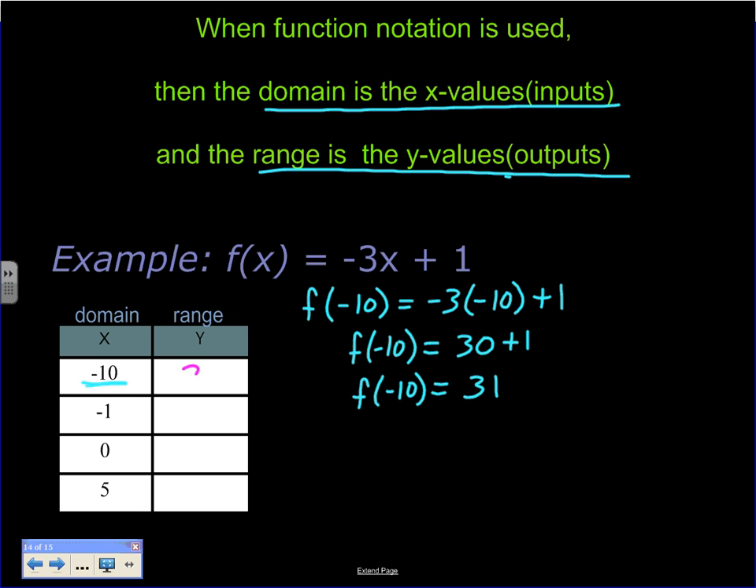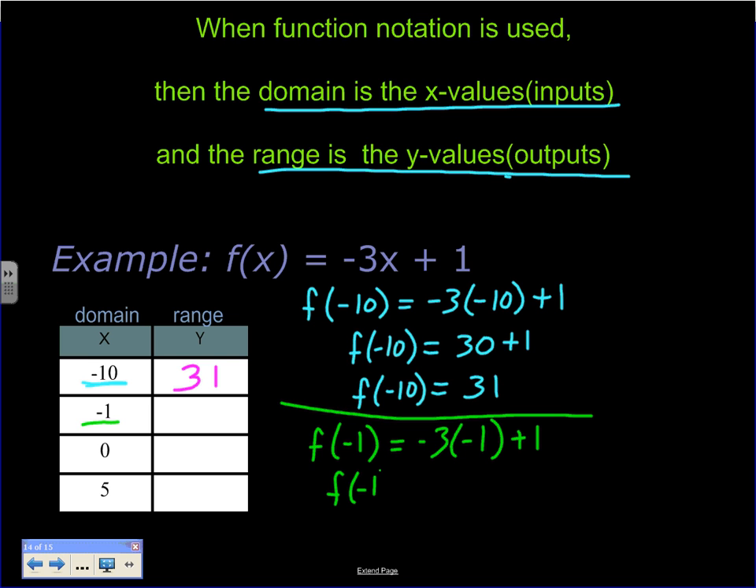And we fill that in for the y. For the next one, f of negative 1, we substitute negative 1 for x, so negative 3 times negative 1 plus 1. F of negative 1 is equal to 3 plus 1. So therefore, f of negative 1 is equal to 4. And we put 4 in under y.